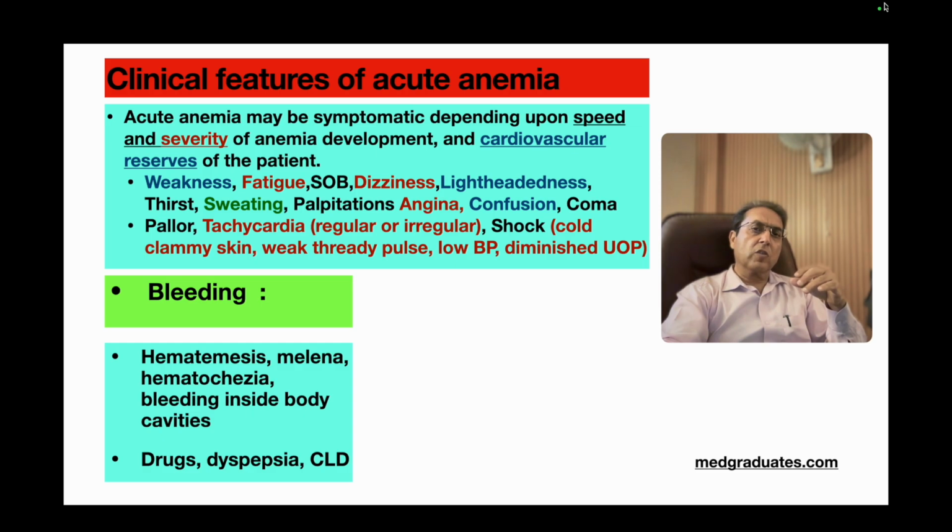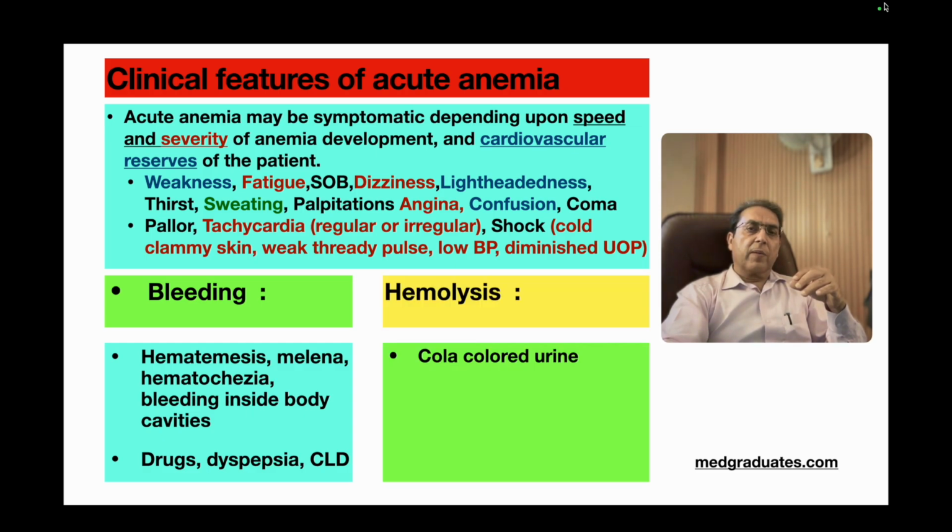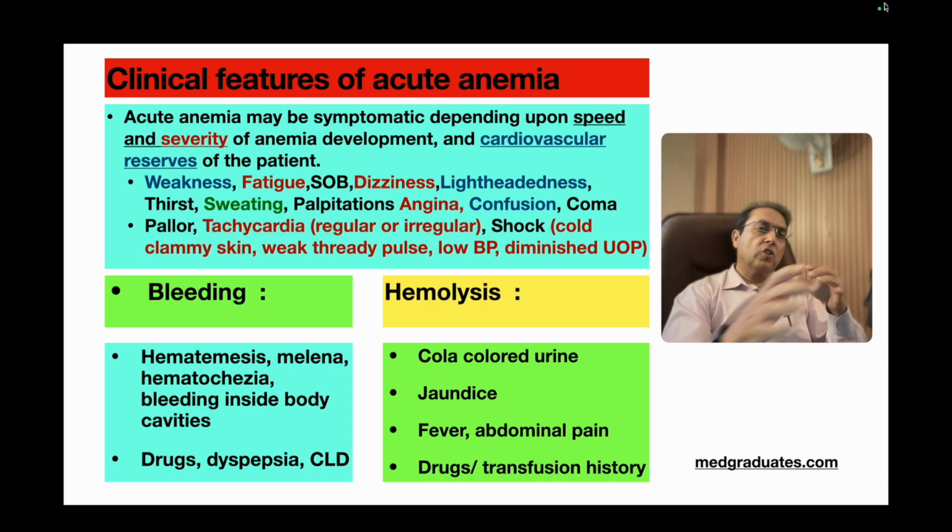Then the second important cause of acute anemia is acute hemolysis. The patient will develop cola-colored urine, jaundice, fever, and there may be abdominal pain. Take the history of drugs, for example, drugs which can cause hemolysis in G6PD deficiency. Similarly, infections like malaria or babesiosis can cause acute hemolysis. And if there is a transfusion history, the patient may develop an acute hemolytic reaction.